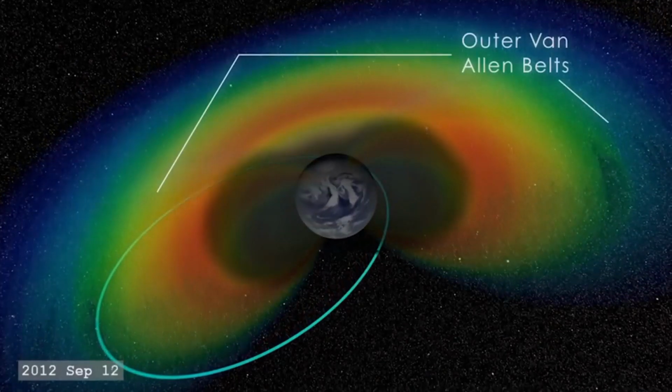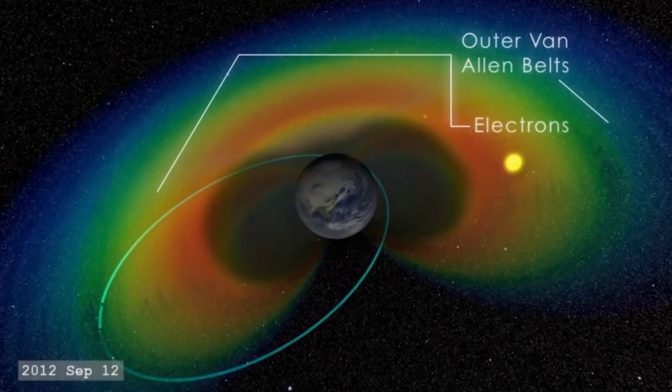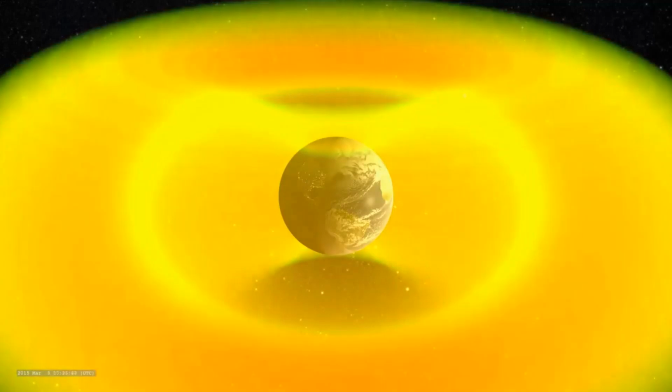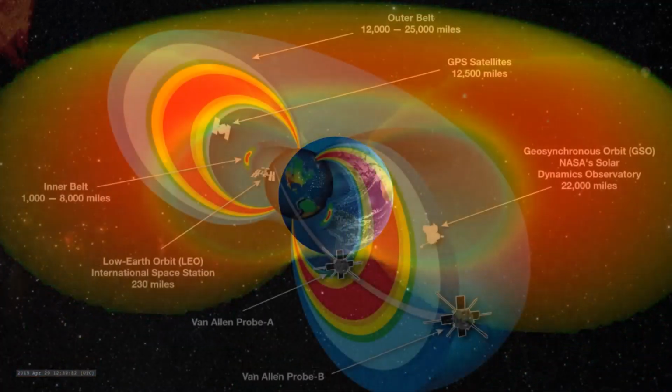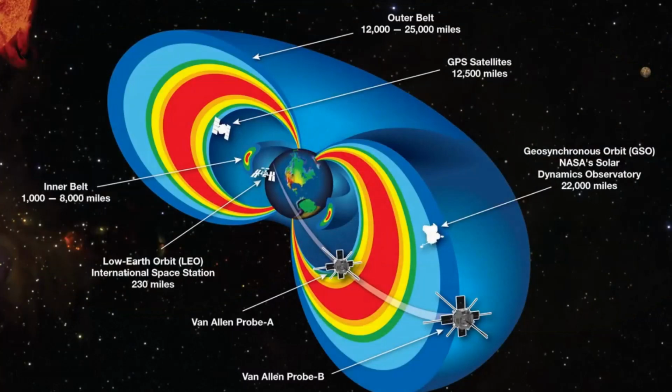The maximum intensity of radiation in each belt is about 25,000 counts per second, equivalent to some 40,000 particles per square centimeter per second."